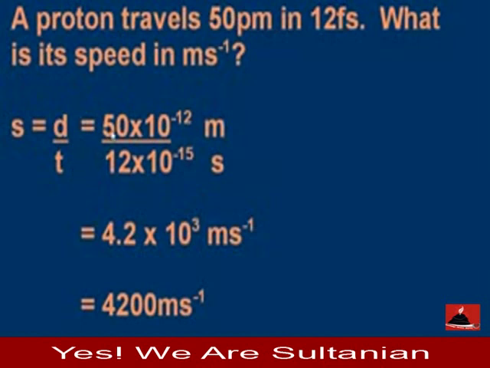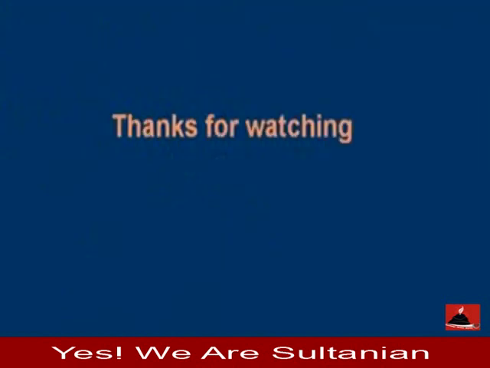We don't write 50 pm, we write 50 times 10 to the minus 12, because pico is 10 to the minus 12. If we want the time in seconds, we've got to replace the f, which is femto, by 10 to the minus 15. So we write 12 times 10 to the minus 15 instead of 12 femtoseconds. And we do the calculation, pretty straightforward, you do it in your head, and the answer is 4,200 meters a second, or 4.2 kilometers per second. That was it. I hope you now have a good grasp of prefixes.